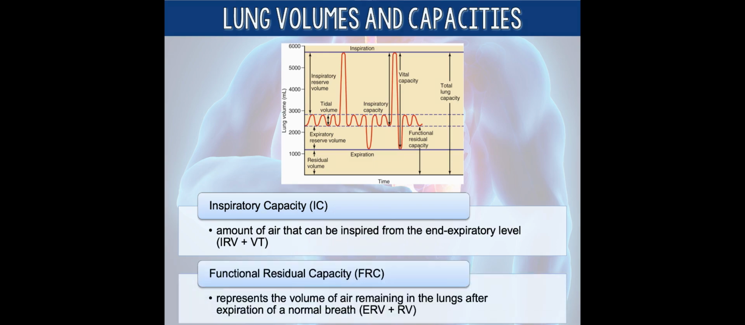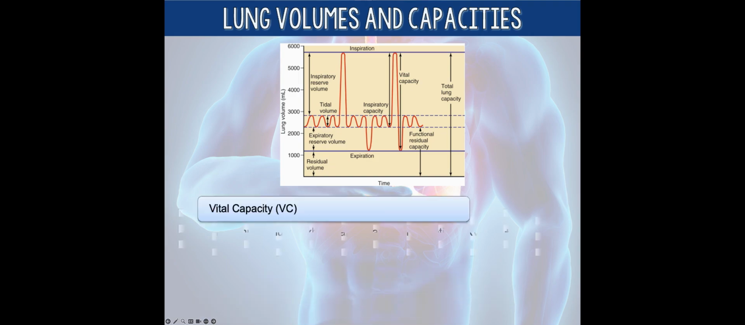Your functional residual capacity is your ERV plus your residual volume. It's the amount of air that, after you take your normal breaths, which is your tidal volume, you breathe all the way out until you can't anymore, your ERV, and then the amount that's left in your lungs after that, your RV. You put that together, and that is your FRC.